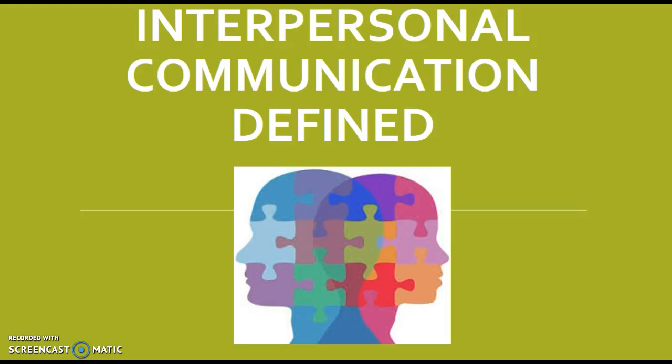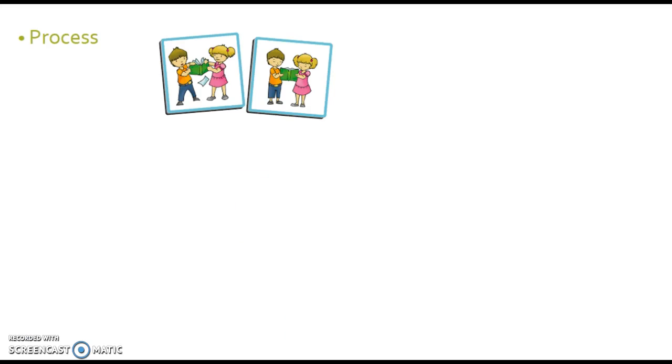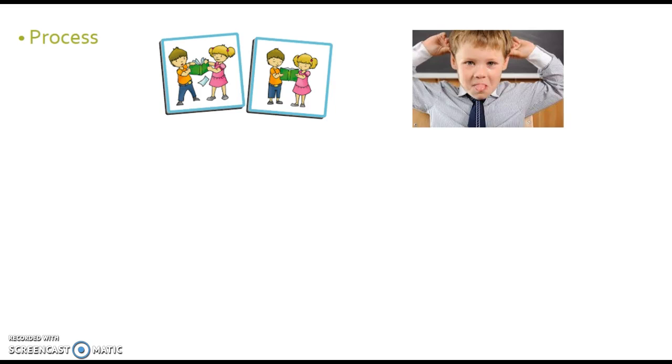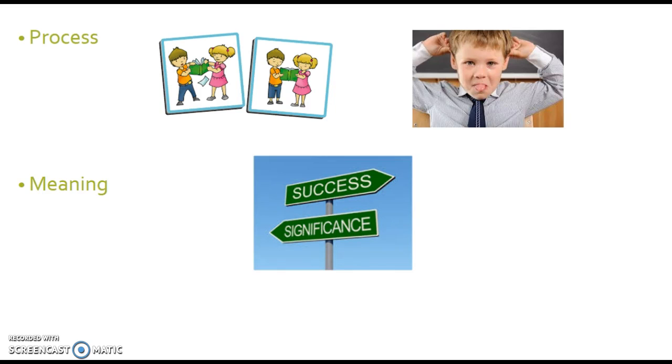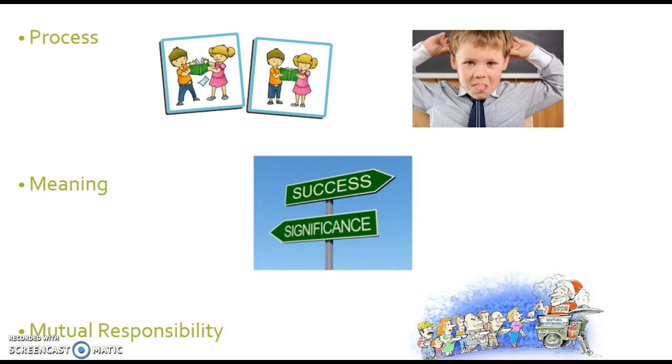Interpersonal communication is defined as a process when two or more people share the roles of sender and receiver, with each exercising mutual responsibility for being understood. So let's see what this means. The process is a systemic series of behaviors that are learned. Meaning is the significance that each participant gives to the message. And mutual responsibility is when each participant is accountable to the other for clarifying the meanings of the message.